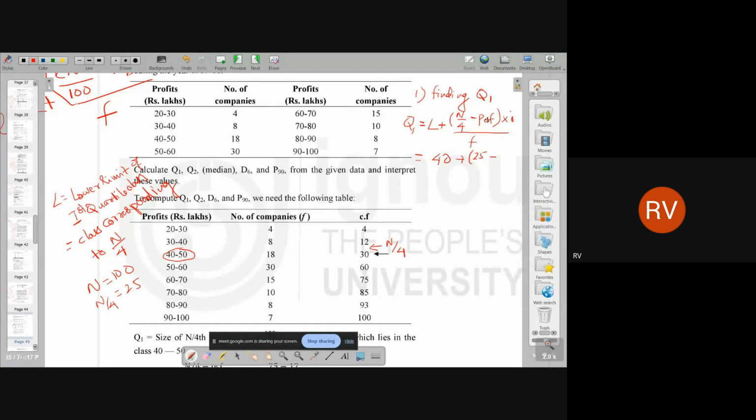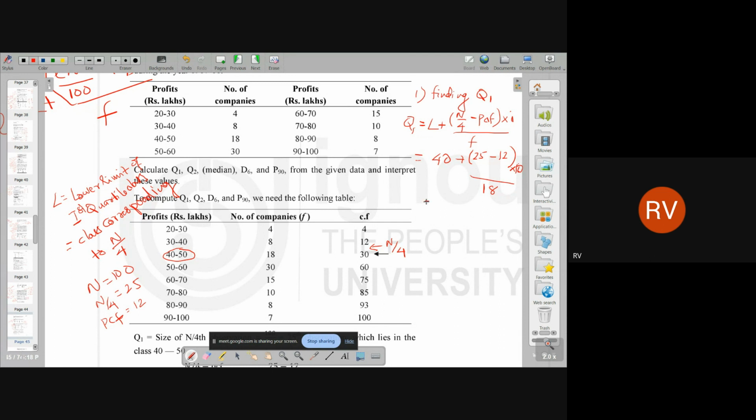Minus PCF. PCF is the cumulative frequency just before n by 4. That is 12, into I, the class interval, which is 10, divided by the actual frequency of the first quartile class. The first quartile class is 40 to 50, and the actual frequency is 80.